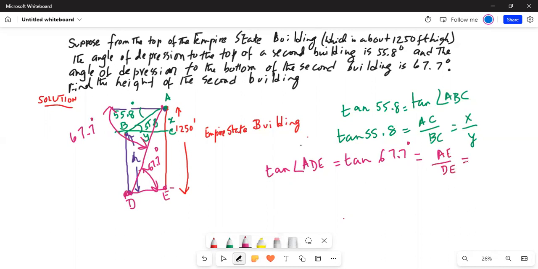Okay. Now AE, the height of Empire State Building, is 1250 feet, divided by DE. So tangent of 67.67 degrees is equal to 1250 divided by DE. Now using your TI-84 calculator, you can find out the value of tangent of 67.7 degrees.